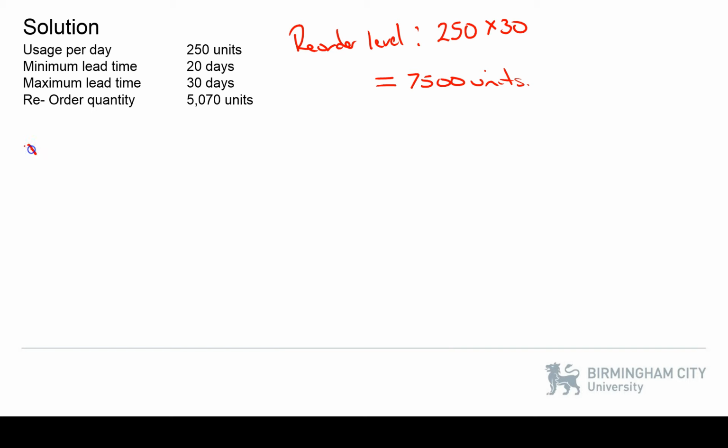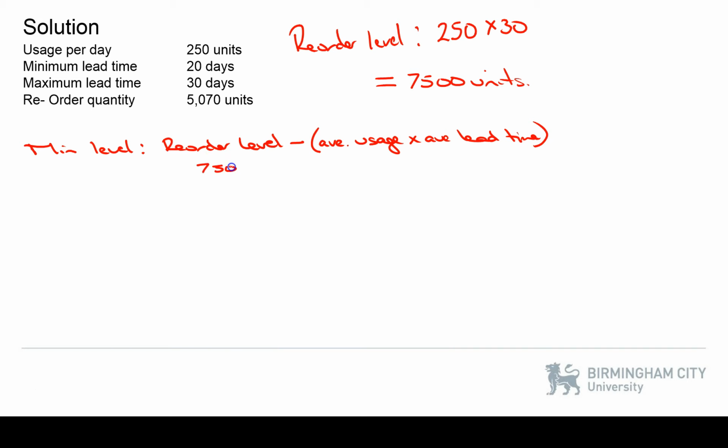The minimum level is the reorder level minus the average usage times the average lead time. So we've calculated the reorder level to be 7,500.